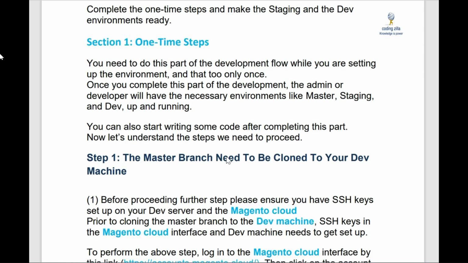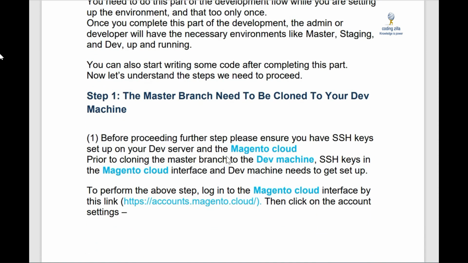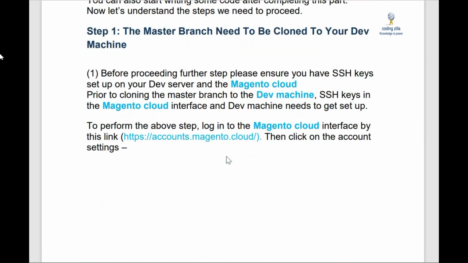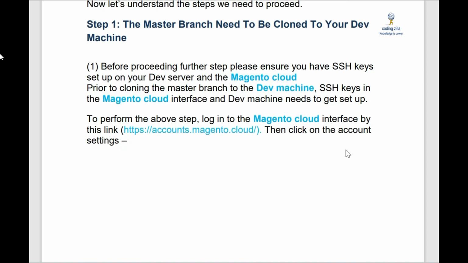Now let's understand the steps. Step 1 is that the master branch needs to be cloned to your dev machine. Before proceeding, please ensure that you have SSH keys set up on your dev machine and in Magento Cloud. SSH keys in the Magento Cloud interface and dev machine need to be set up. To do this, log in to the Magento Cloud interface by this link, the official Magento Cloud link, and go to the account settings.